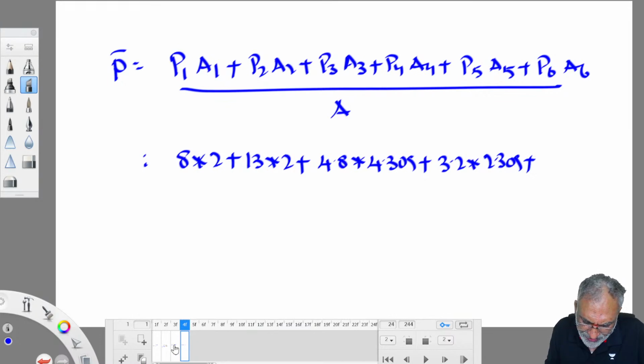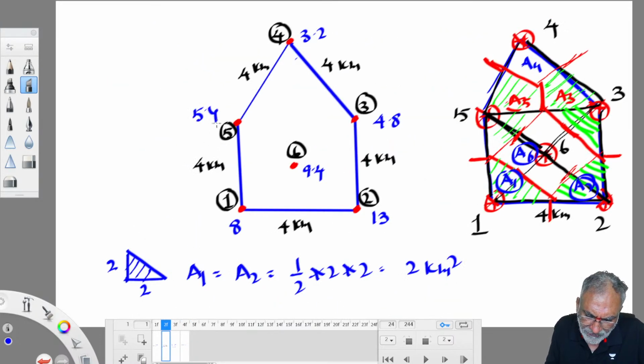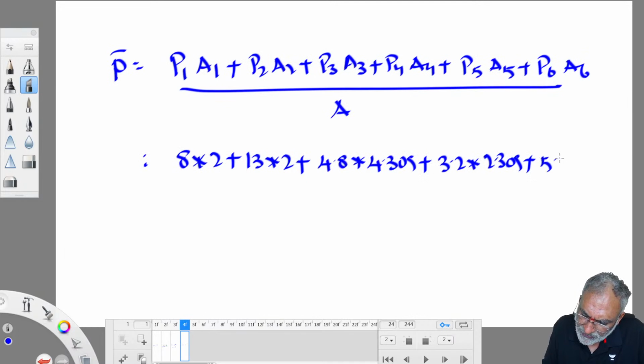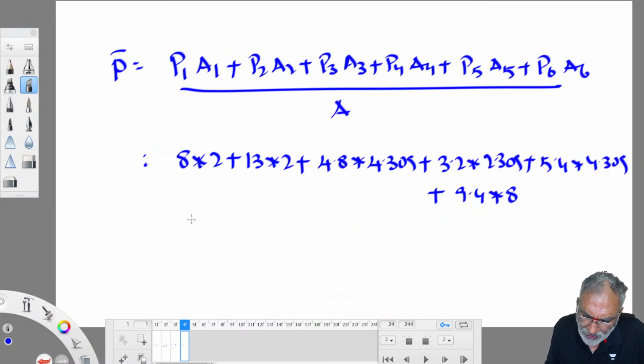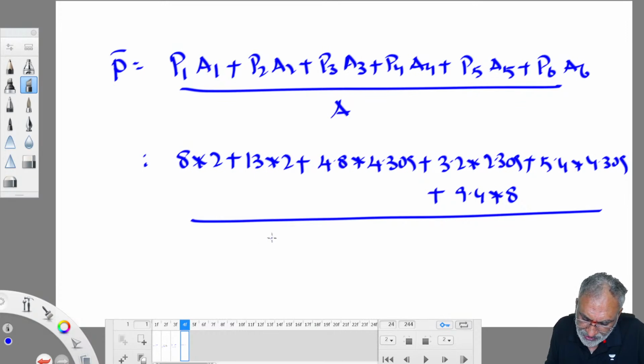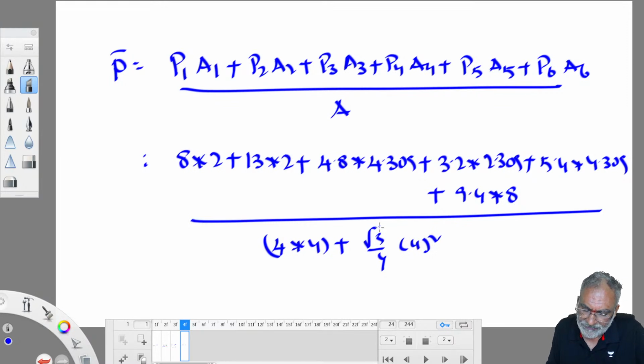Then P5 is 5.4 into 4.309 kilometer square, plus P6 is 9.4 centimeter. So 9.4 centimeter into, then this one is how much? 8 kilometer square. 8 whole by total area. Total area is equal to how much? So it is 4 into 4 square area plus root 3 by 4 A square, equilateral triangle area.